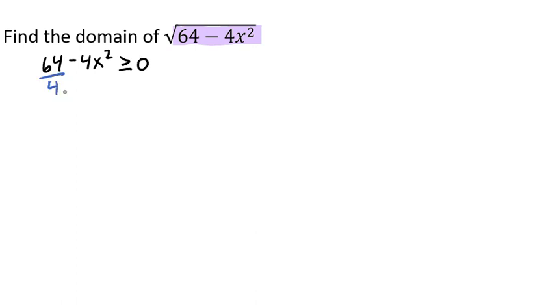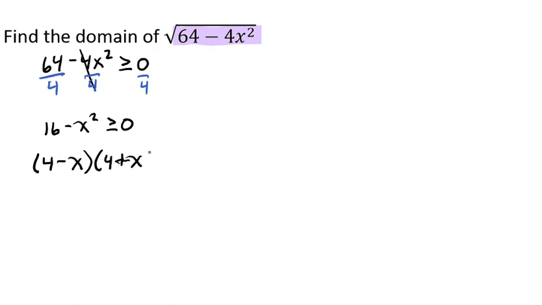And so I'll begin by dividing everything by 4. And that is going to give me 16 minus x squared is greater than or equal to 0. And then from here, I can factor this because this is the difference of squares, which will become 4 minus x and 4 plus x, which again is greater than or equal to 0.